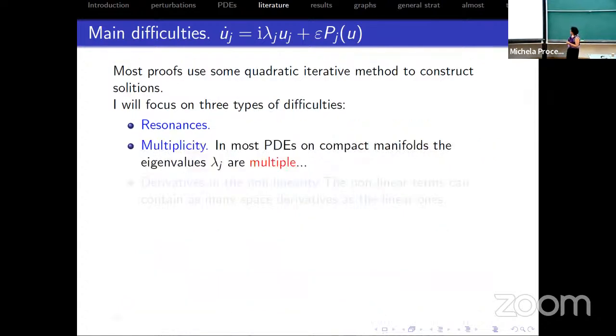So another question, which I find extremely fascinating: even if you're wise enough and play the game that I explained with choosing a linear solution wisely, still you have a big problem coming from the fact that if you take a PDE on a compact manifold or n-dimensional torus, the linear eigenvalues will be multiple and with not uniformly bounded multiplicity. And that again is a serious difficulty in pulling through a KAM algorithm.